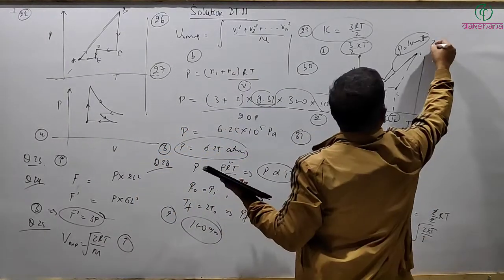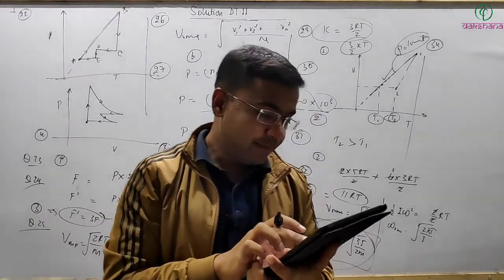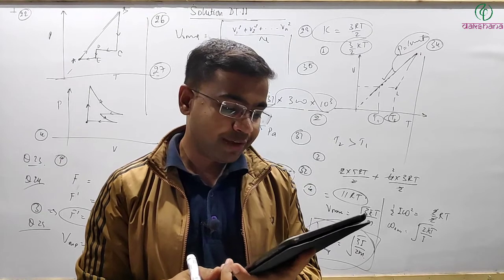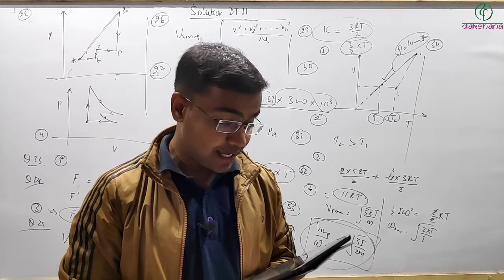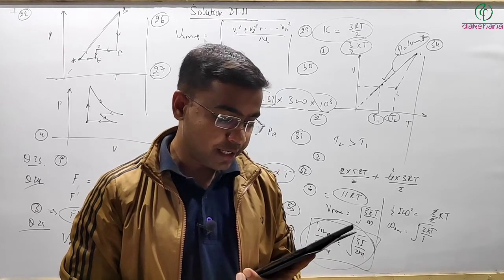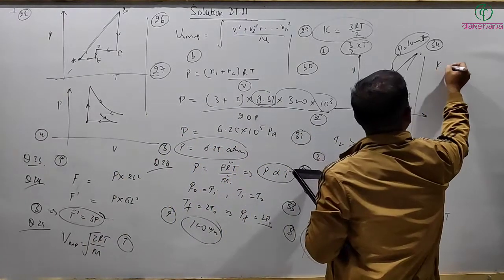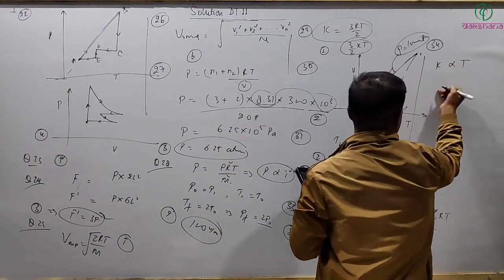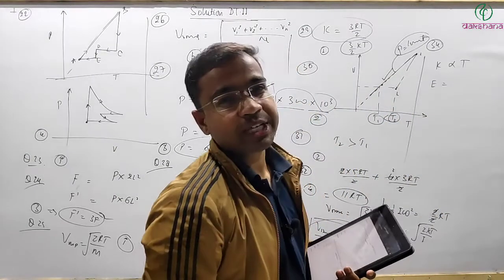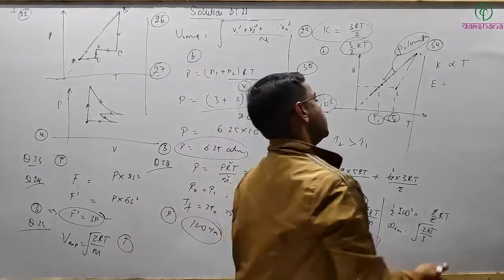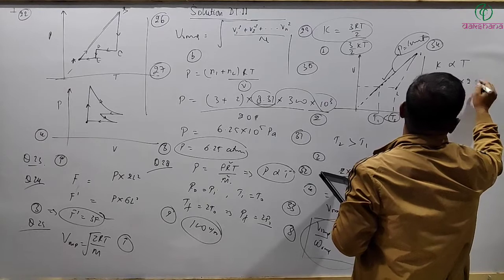Next question number 34. The average kinetic energy of a molecule of an ideal gas at 10 degrees Celsius has value E. The temperature at which the average kinetic energy of the same gas becomes 2E. So here you should understand that kinetic energy is directly proportional to temperature, and let's say E at temperature 10 degrees. The temperature we should take in Kelvin, not in degrees Celsius. So I can write some alpha times 283 Kelvin.